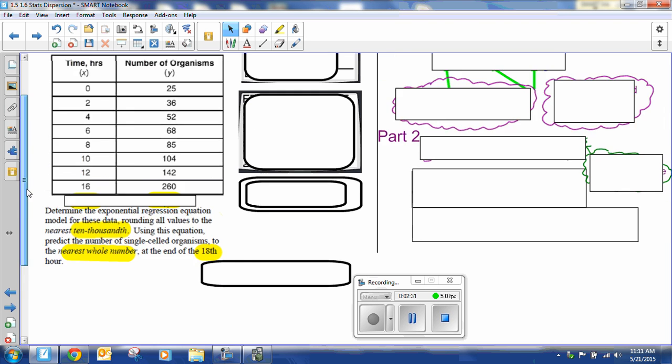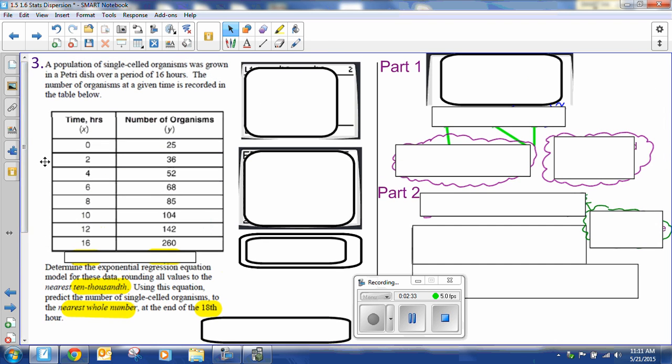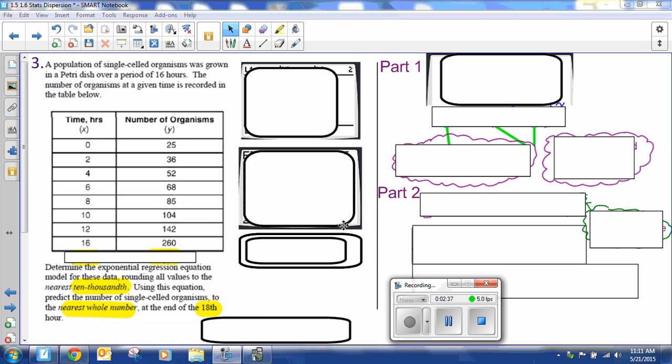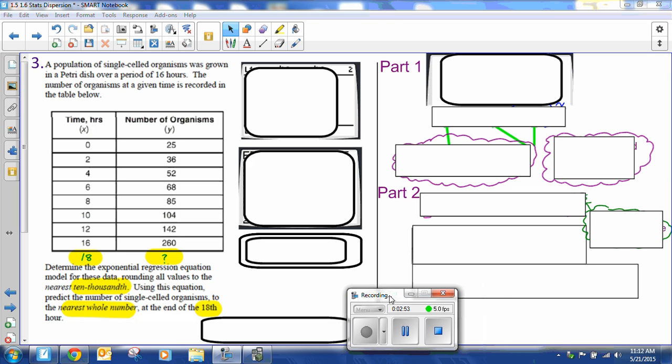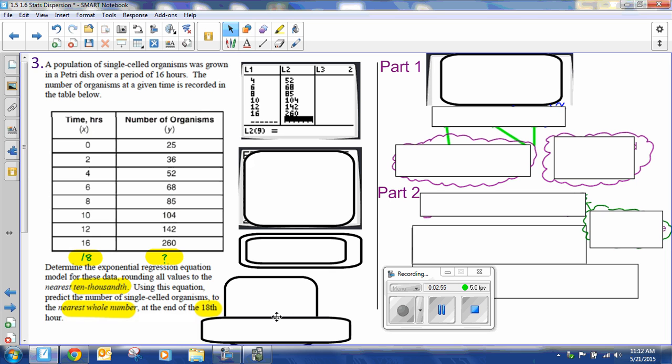Okay, so this is really a two-part question, and this would be like a 4-point question on the Regents exam. You would get 2 points for answering this question, which is determining the equation, and you would get another 2 points for predicting how many organisms there will be after 18 hours. This is how we do it.